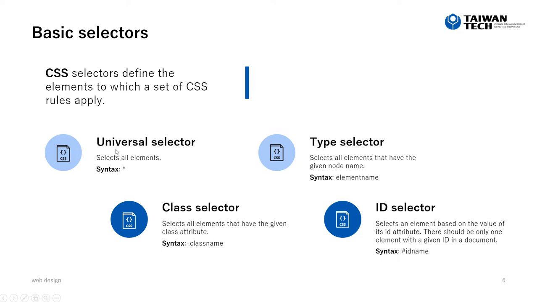There is one thing, the universal selector. Its syntax is just a star. If today I use a star, I mean I call all the elements to follow this rule. So I will use this star.